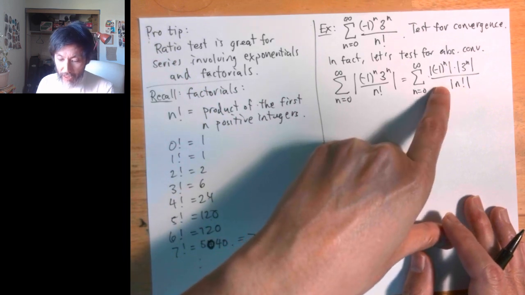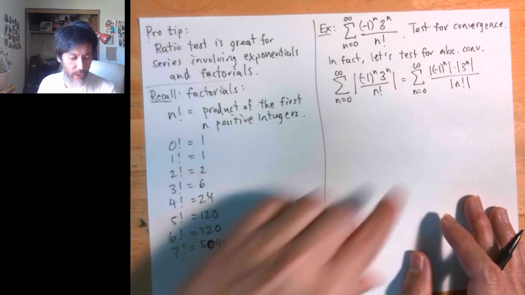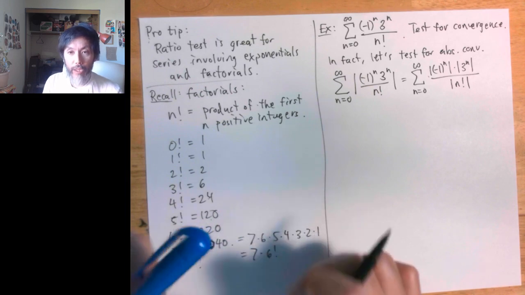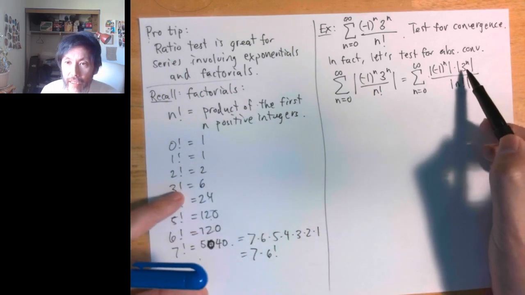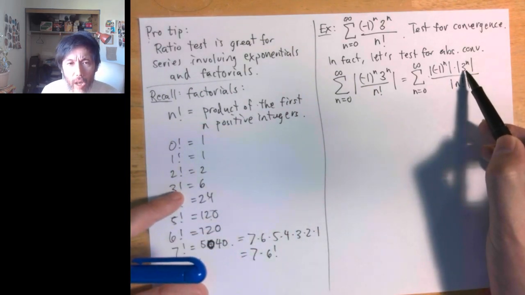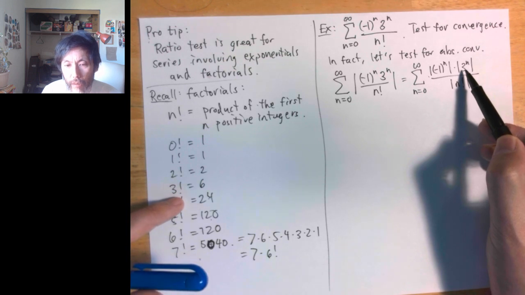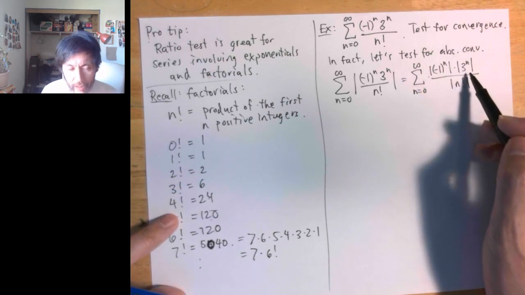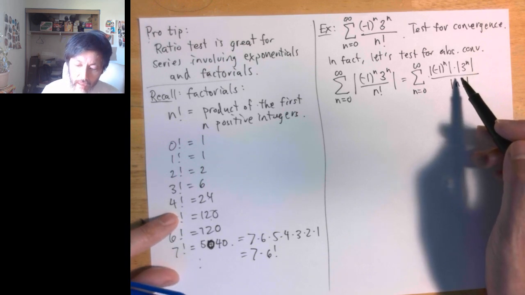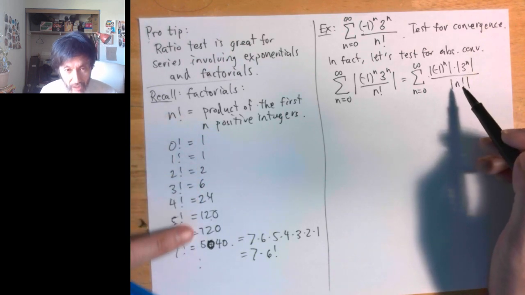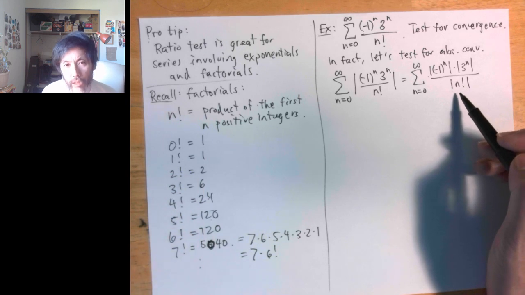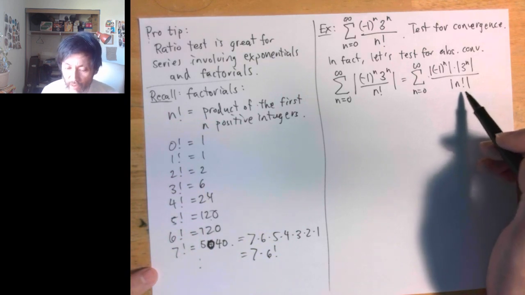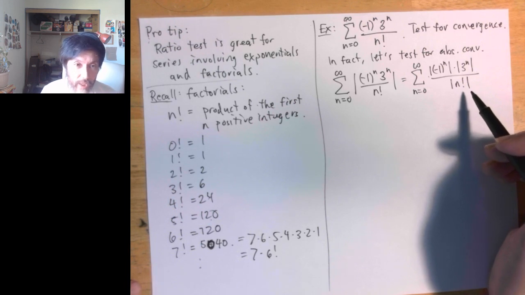Yeah, so what is the effect of these absolute value bars on these various quantities? Well, can we agree that 3 to the n is always greater than or equal to 0 for n equals 0, and so on? So the absolute value of 3 to the n is just 3 to the n. Similarly, n factorial is always greater than 0. So the absolute value of n factorial is n factorial.